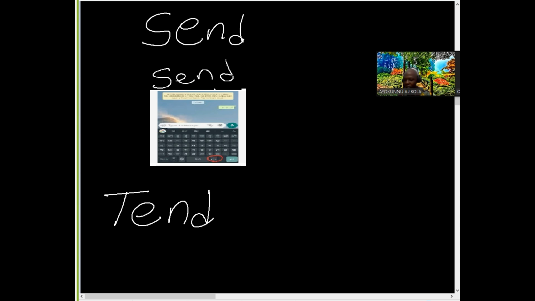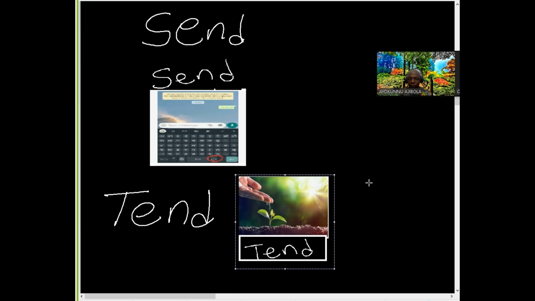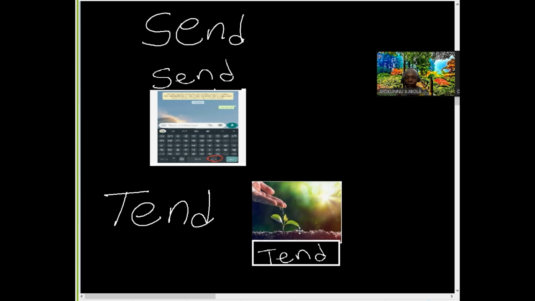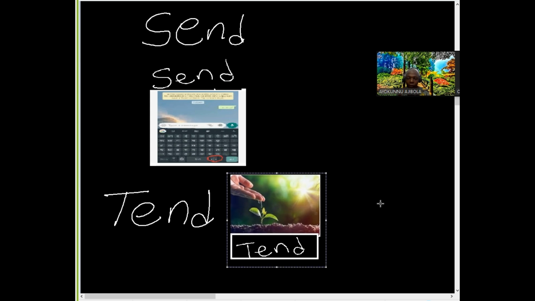And what does it mean to tend? When you plant a seed and you begin to water it. Look at it. What's in the picture? A hand and a flower. Good. A hand and a plant. The hand is trying to put water on the plant. So that is tend. To tend for something means to care for something. Is that clear? It's a form of behavior, tend.